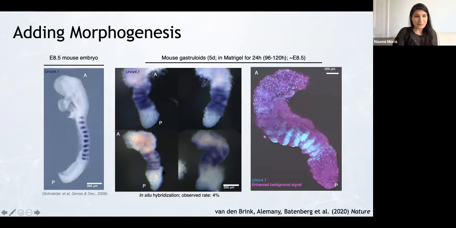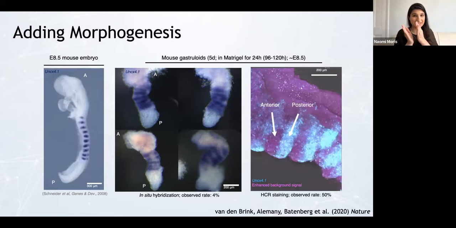And in fact, when they looked in a little bit more detail at these structures, so this is HCR, hybridization chain reaction, they could see that these somite structures had not only the striping pattern, but also had rostral-caudal identity within an individual somite. So if I zoom in here, you can see that an individual somite block has an anterior-posterior organization as well. And so for some reason, this Matrigel is allowing the addition of morphogenesis in these structures. We don't completely know why.